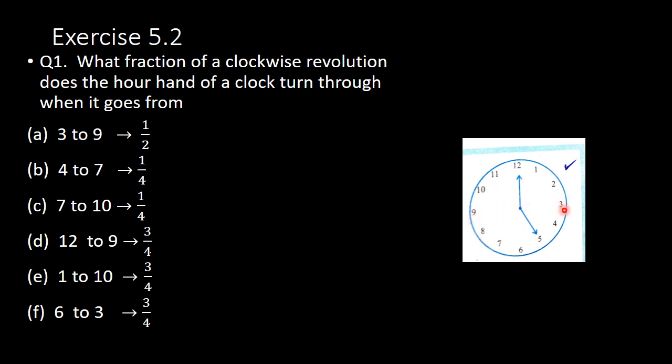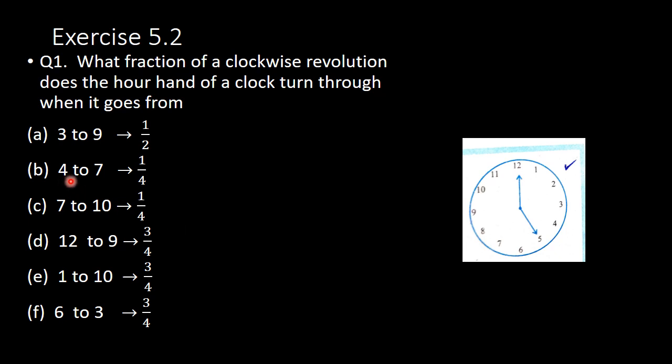Or here between 3 and 9, how many numbers are coming? See, 3 to 9. When it reaches from 3 to 9, it crosses 6 numbers: 1, 2, 3, 4, 5, 6. When it crosses 6 numbers, we say half of the revolution. When it crosses 3 numbers, it is 1/4 of a revolution. When it crosses 9 numbers, then we say 3/4 revolution. When it crosses all the numbers, 12 numbers, we say 1 complete revolution.